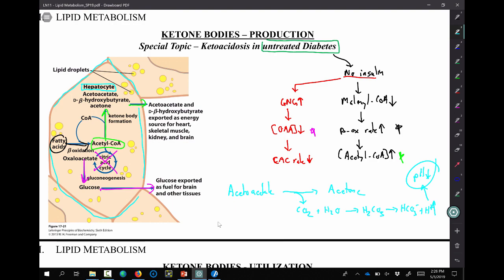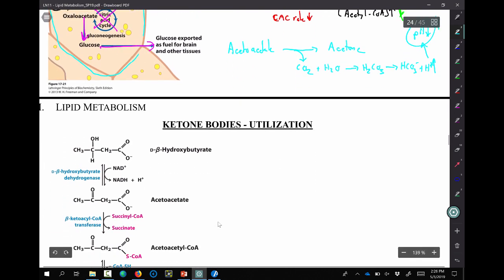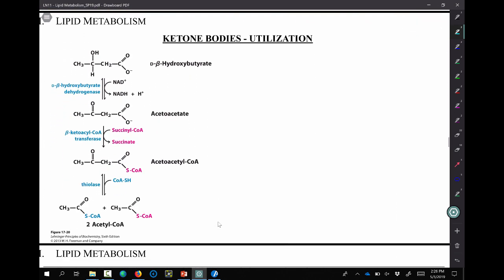Okay. Well, that's ketone body production. Now, one last thing that I want to say, because here we've talked about how the liver makes ketone bodies, it excretes it, and then tissues use it. Well, how do they use it? So I wanted to go ahead and look at that. Let's go ahead and start this slide here at acetoacetate.